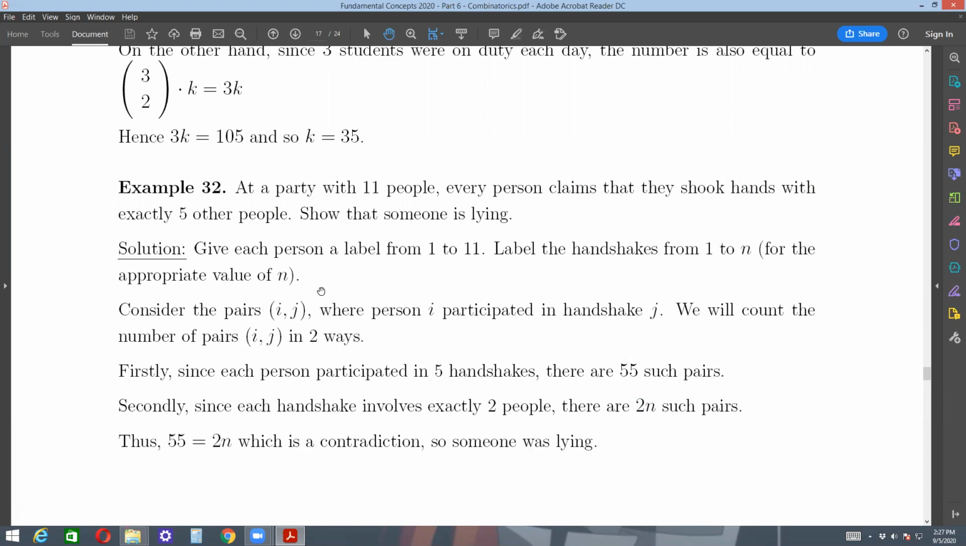This is more along the lines of how you do double counting. You normally have to label things, so you count pairs or triples or something like that. You don't just count something straightforward like the first example. This is a simple version.